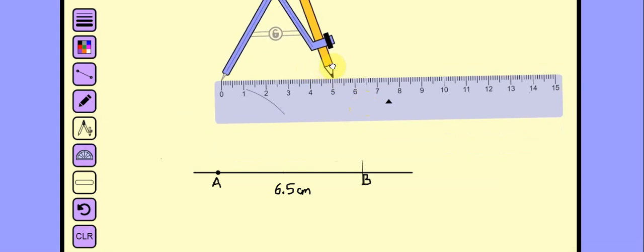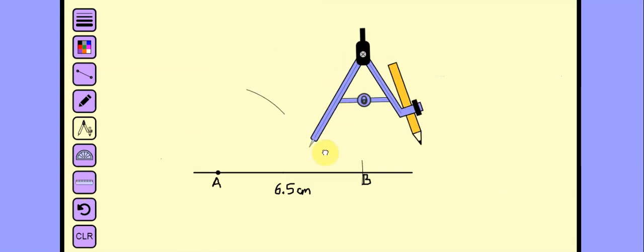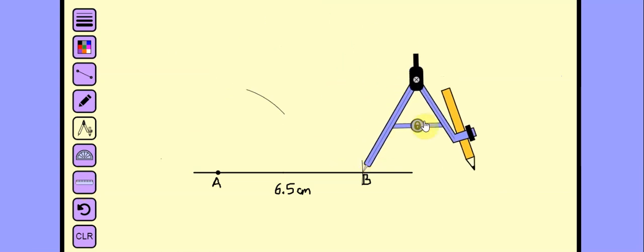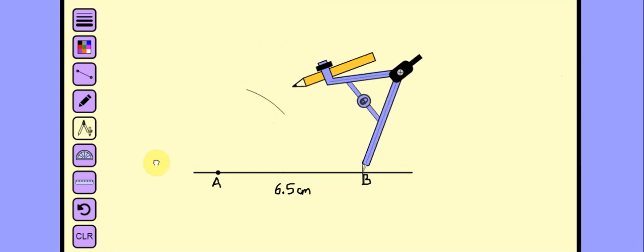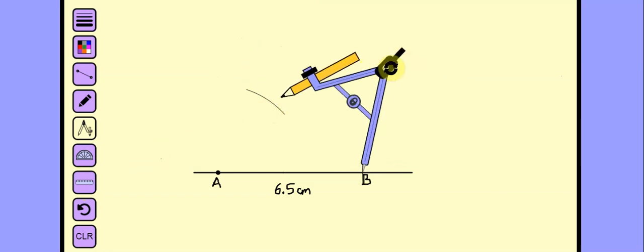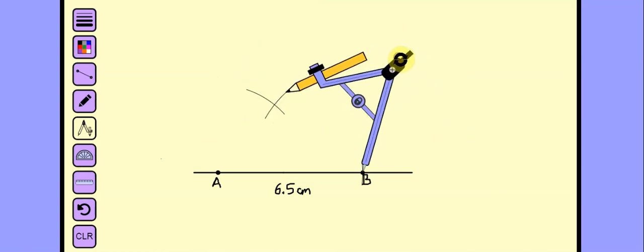Alright, so 5 centimeters is about there. So we lock our compass at that point. And we are now going to place the point of the compass at B, and we are going to scribe an arc to intersect our first arc. Alright, so here is our arc intersecting the first one that we constructed.